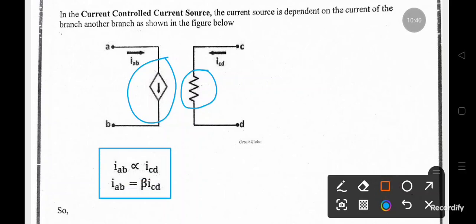So for today's class, these are the topics we covered. We covered network elements, classification of network elements, and types of sources.